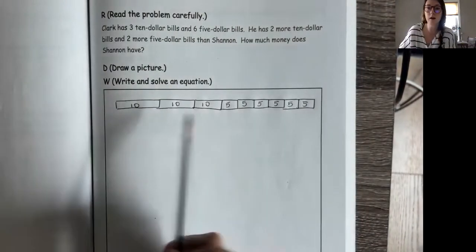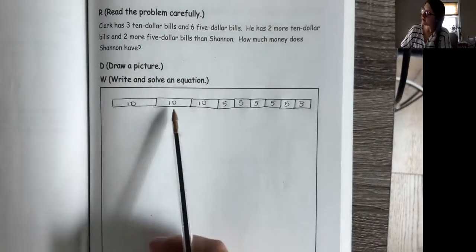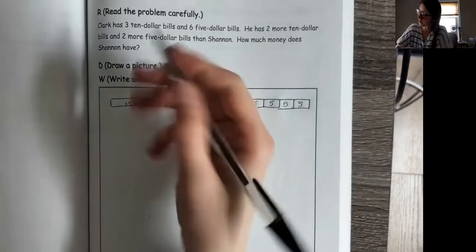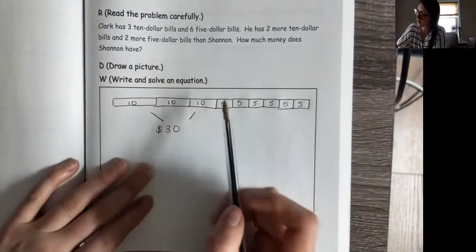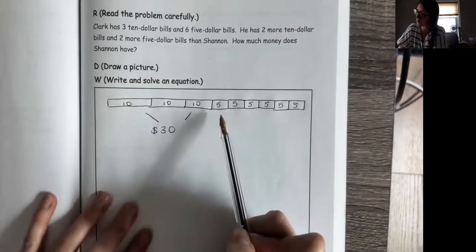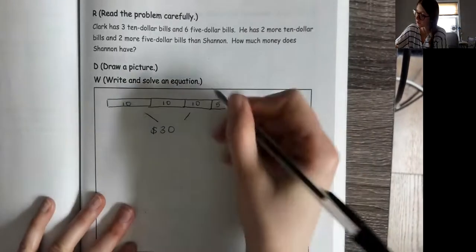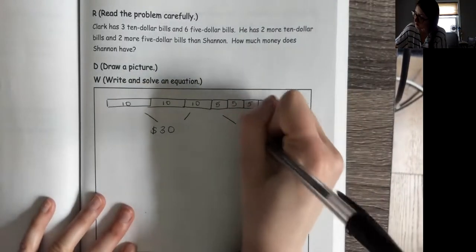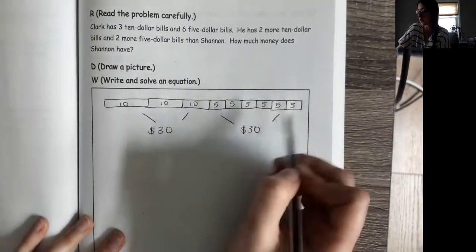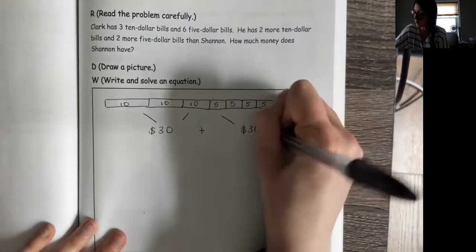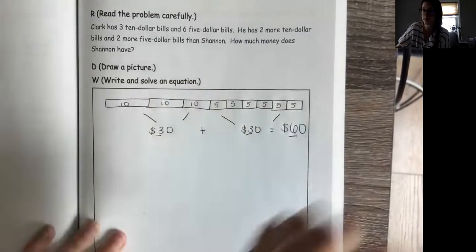So in order for me to figure out how much this is worth, I have to count it and add up the values. So I know 10, 10, and 10, those are 10, 20, 30. Okay, so I know that this gives me $30. And then I know that these $5 bills, I'm going to count them by 5. So 5, 10, 15, 20, 25, 30. So I know if he has $30 with his $10 bills and $30 with his $5 bills, that equals $60 altogether, right? That 30 and 30 gives me $60.